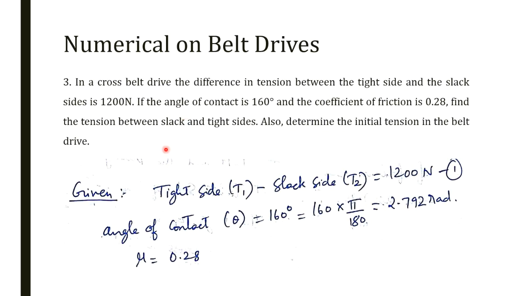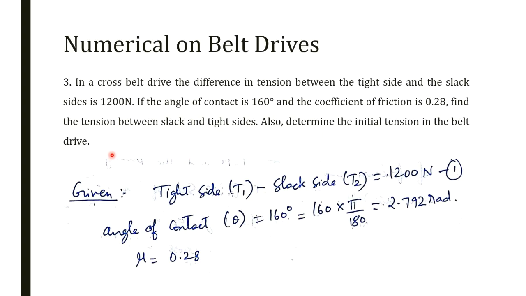So the next numerical, the third one: in a cross belt drive, the difference in tension between the tight side and the slack side is 1200 Newton. If the angle of contact is 160 degree and the coefficient of friction is 0.28, find the tension between slack and tight sides. Also, determine the initial tension in the belt drive. So, they have asked you to find the tension between slack and tight sides. You need to find T1, you need to find T2, and also they have told you to determine the initial tension in the belt drive.